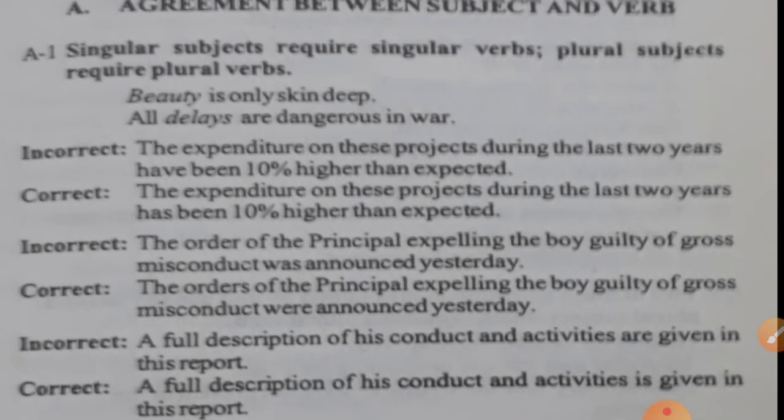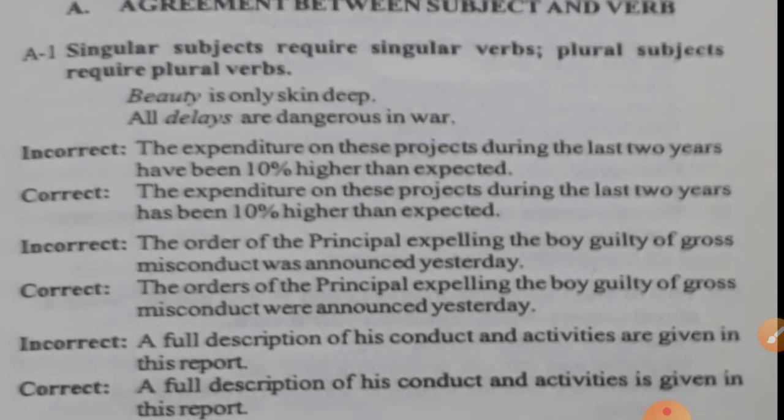All delays are dangerous in war. In the second sentence, delays are in what? Plural sense, so we have to put are instead of is. Then, in order to implement this rule, we have certain examples. The expenditure on these projects during the last 2 years have been 10% higher than expected.